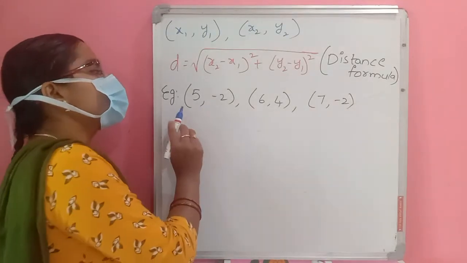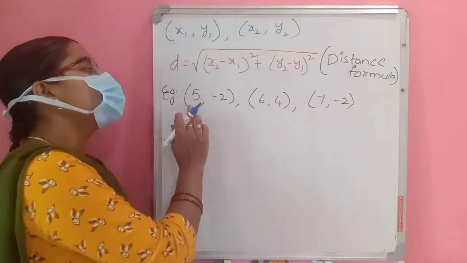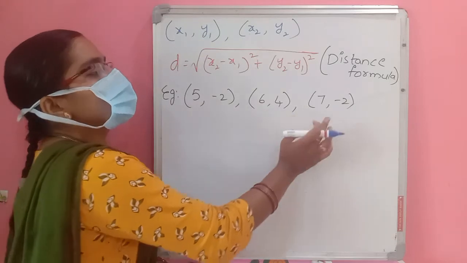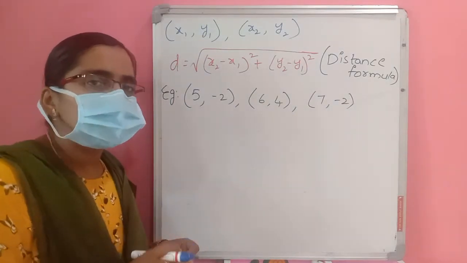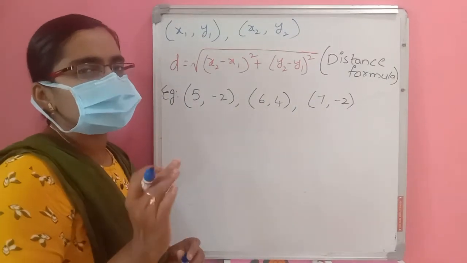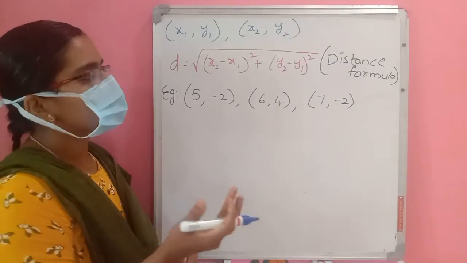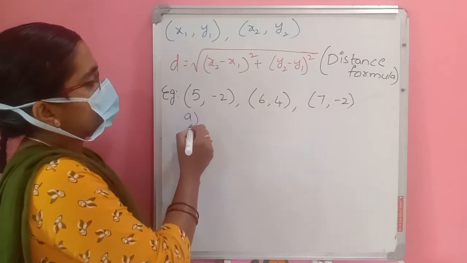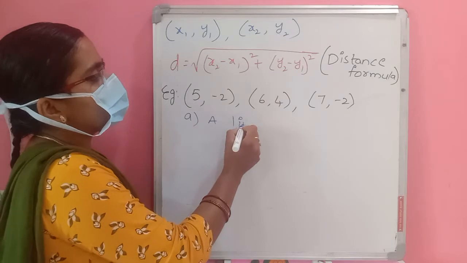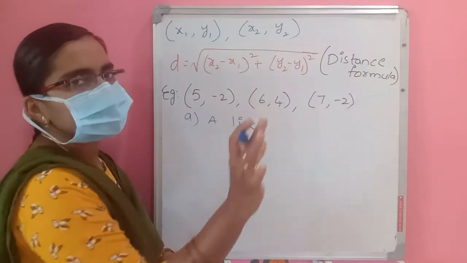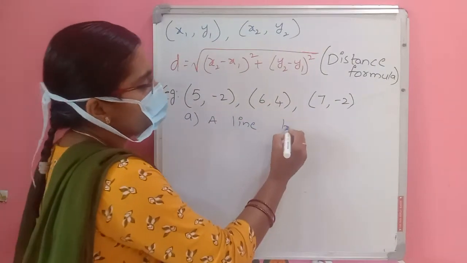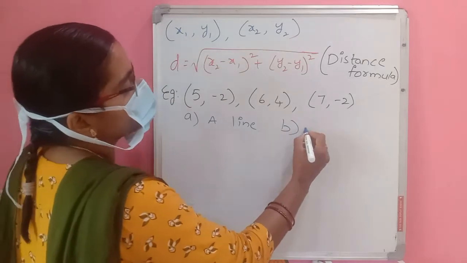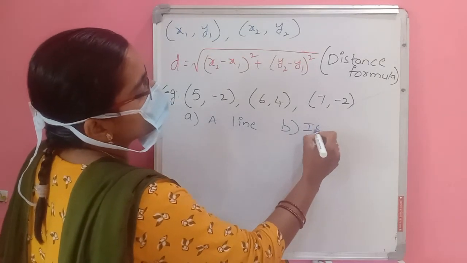So here they have given a question as an example: 5 comma minus 2, 6 comma 4, 7 comma minus 2 are the vertices of what? Option A: these all are points on a line, a straight line. Option B: isosceles triangle.